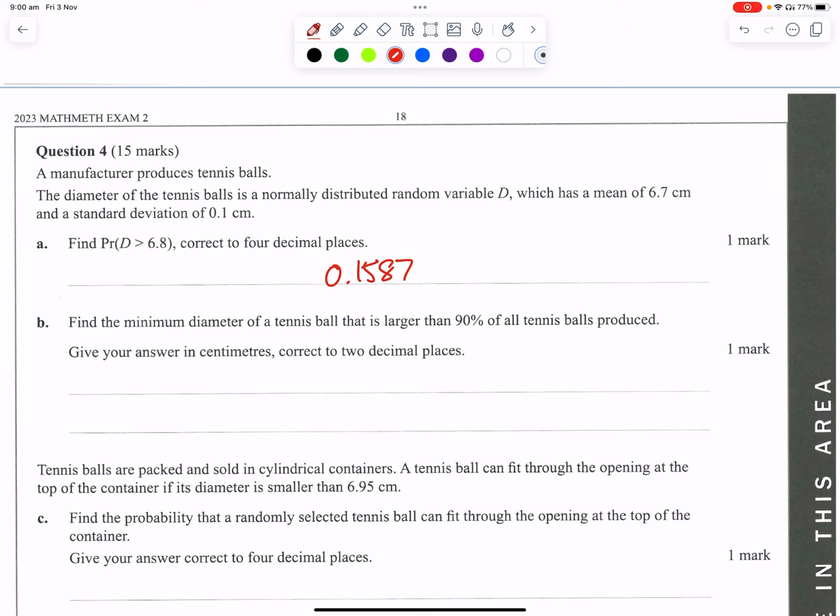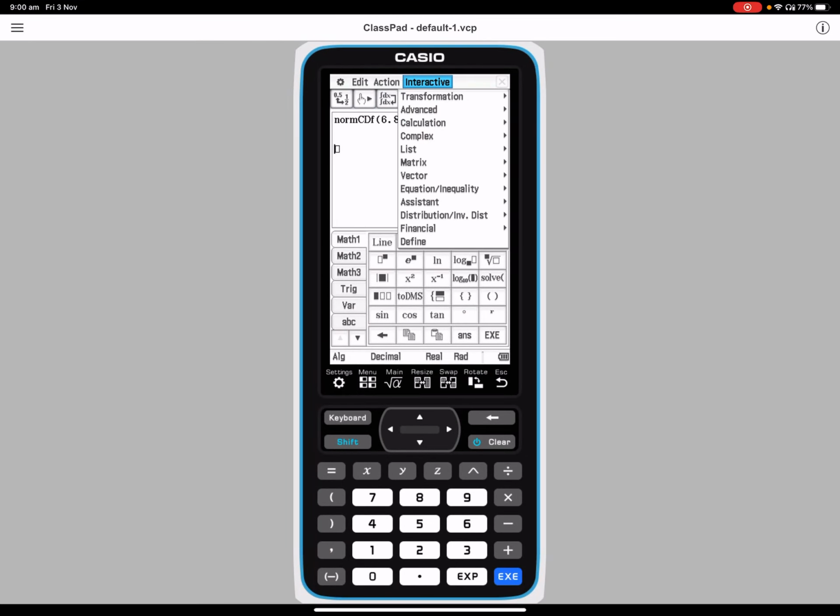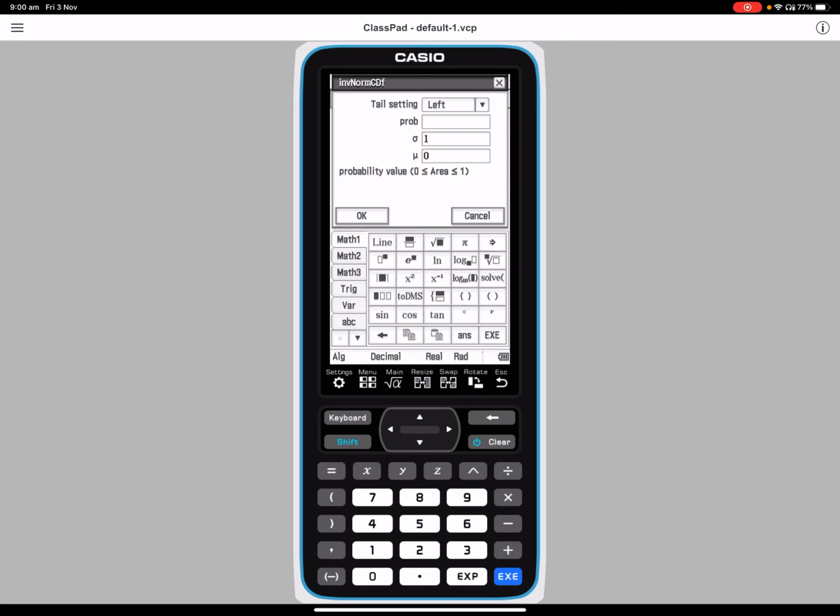Okay, now the minimum diameter of a tennis ball is larger than 90%. Find the minimum diameter of a tennis ball that is larger than 90% of all tennis balls produced. So, we want the top 10%. Stupid question. So 0.9, 0.1, 6.7, was that the mean, or was it 6.8? 6.7, I think.